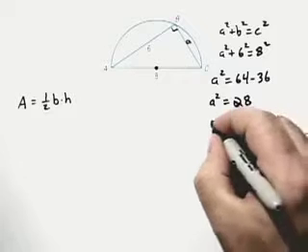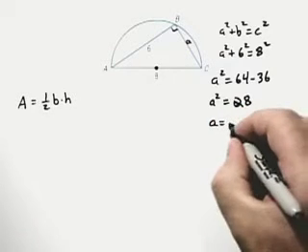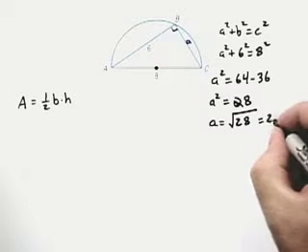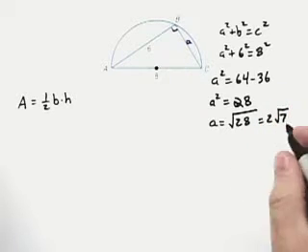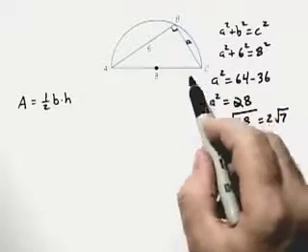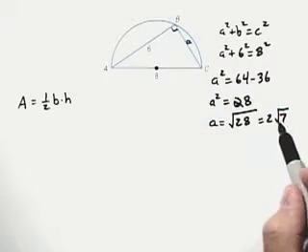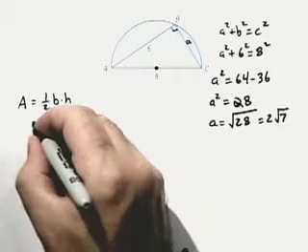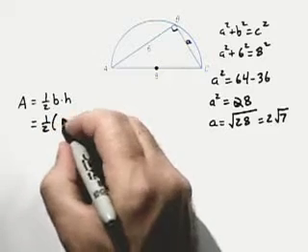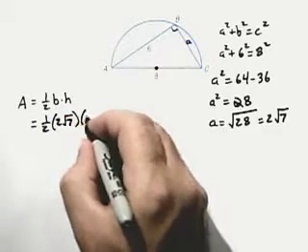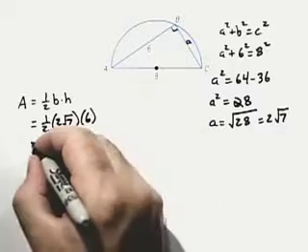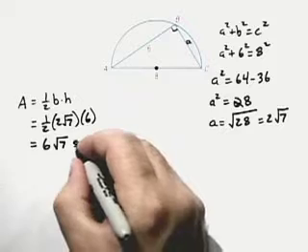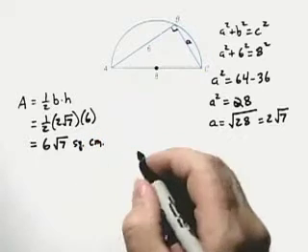Take the square root of both sides using the positive square root. A is equal to the square root of 28. We can simplify this radical down to 2 times the square root of 7. So the base of our right triangle will be 2 times the square root of 7 units. The area of the triangle, 1/2 base times height, is then 1/2 times 2 root 7 times 6, which is equal to 6 times the square root of 7 square centimeters.